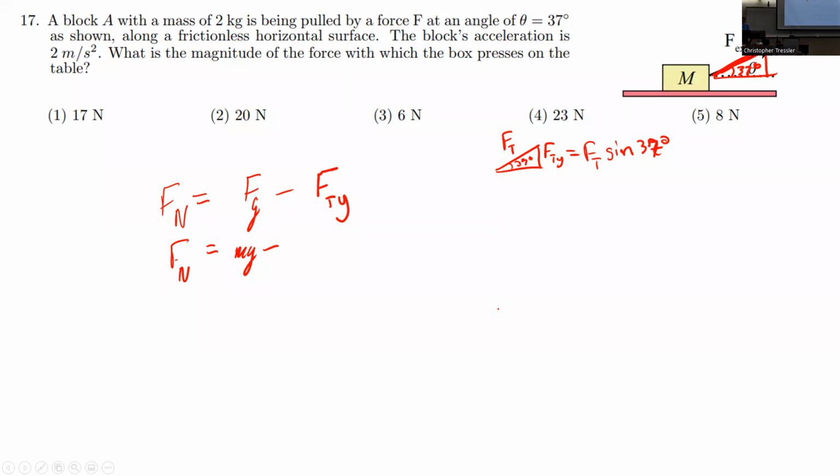So gravity is going to be 9.8 times the mass, no matter what. That's always gravity. The normal force, or the force that it presses on the table, is going to be gravity minus any forces that are pointing up, plus any forces that are pointing down.